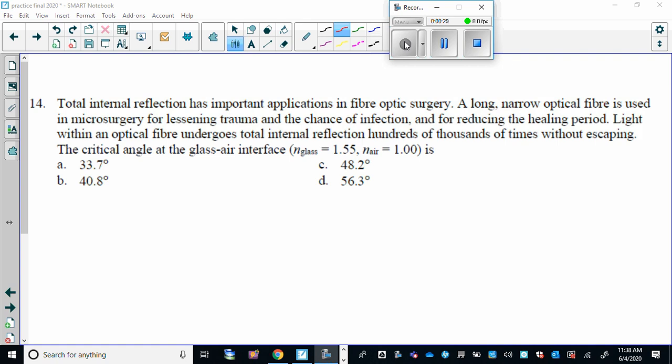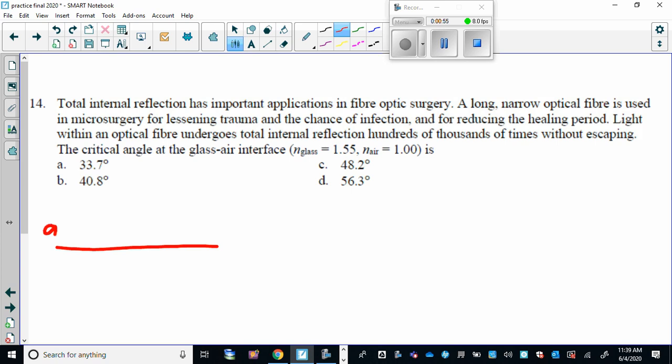Interesting information. You don't really need to know it to answer the question, but you do need to know the concepts of total internal reflection. And the question is asking for the critical angle of an air-glass interface. So for total internal reflection to occur, you must be going from a more dense to a less dense medium so that the ray bends away from the normal.